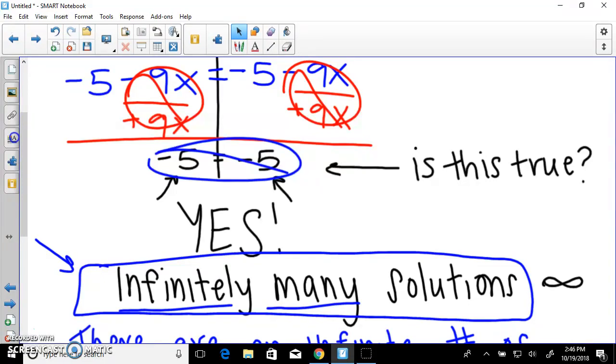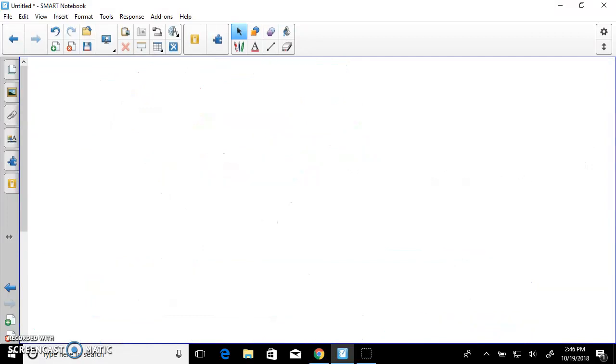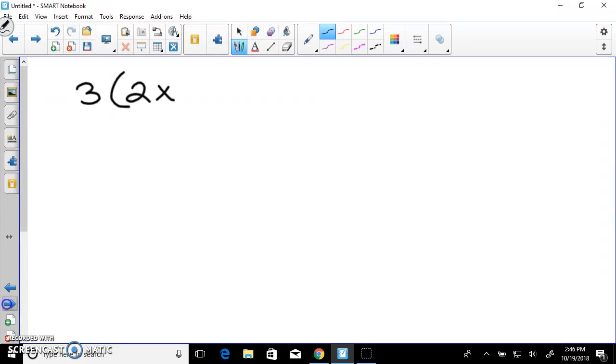So let's try a few more examples and see what we get. So for this one, we've got 3 times 2x plus 2 minus 3x equals 6 plus 3x.